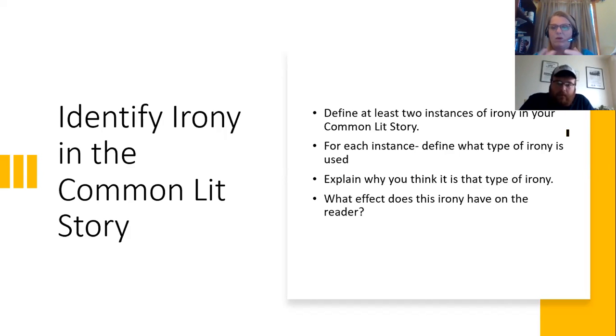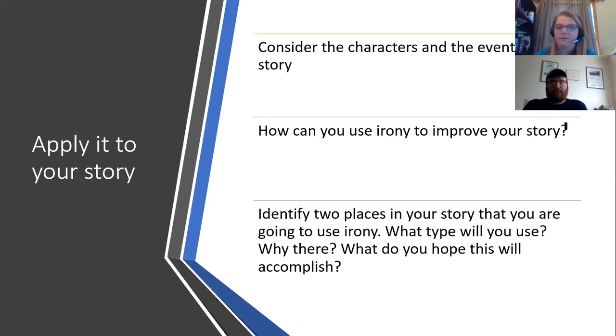And then finally, what effect does this have? Why do you think they chose to use that? And again, you're going to take this lesson and apply it to your own story. Consider the characters and the events that are happening. Think about how you can use irony to improve your story. And try to identify 2 places in your story that you want to use this irony.